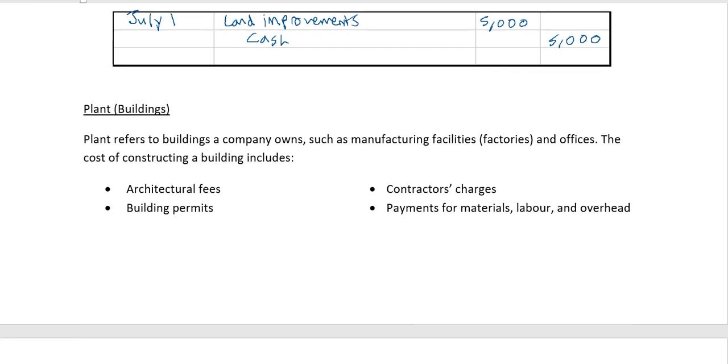So moving on to a different kind of plant. This is like a factory plant. Buildings. So the P and E, second P is for plant, but not necessarily a green plant, more like a factory plant. Plant refers to buildings a company owns, such as manufacturing facilities, factories, and offices. The cost of constructing a building includes architectural fees, contractors' charges, building permits, and payments for material, labor, and overhead.